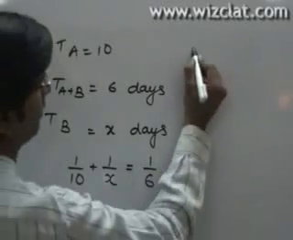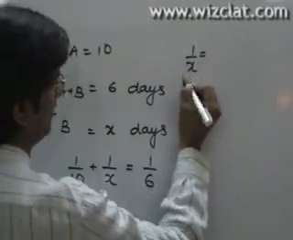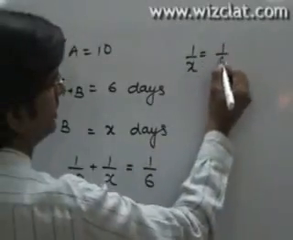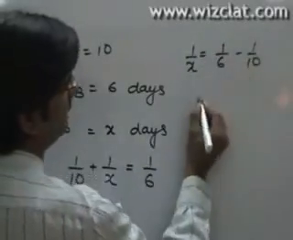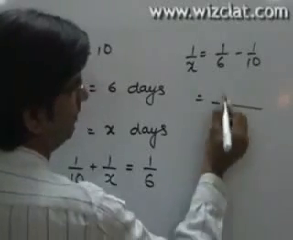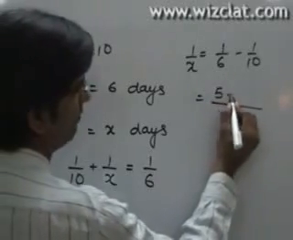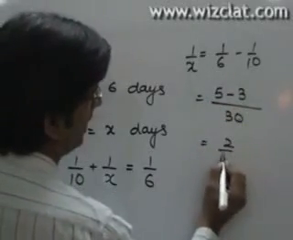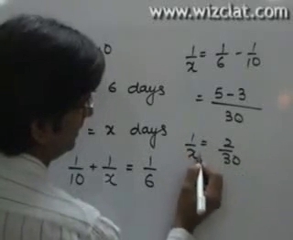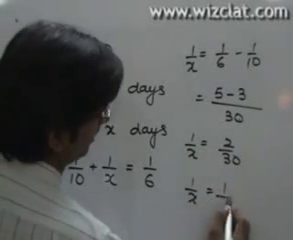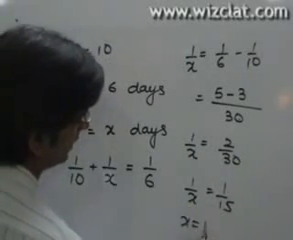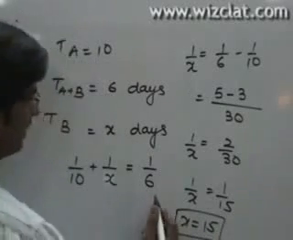When we solve this equation, we get the value for X. So we will say 1 upon X is equal to 1 upon 6 minus 1 upon 10. 30 is the LCM. 6 5s are 30. 5 minus 3, 2 by 30 is equal to 1 by X. So 1 by X is equal to 1 by 15. Therefore X equals 15 days. So that is the first method we used.